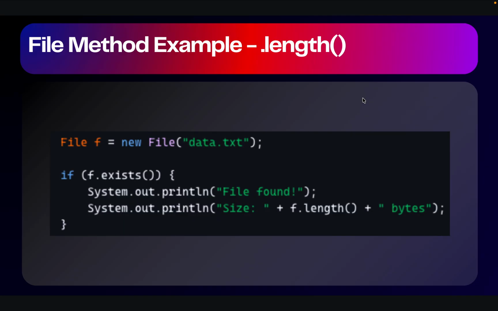Now, let's look at a file method example. So once you have your File object created, in this case ours is still called f, then basically we have an if statement here that's checking if f exists. And if it does, then it's basically printing out two statements. The first is printing out "File found." The second is printing out the actual size of the file. So in this case, this example is using .exists and .length.